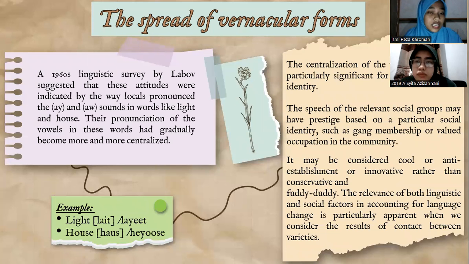And the centralization of the vowel in the line was particularly significant for signaling Islander identity. So the speech of relevant social groups may have prestige based on a particular social identity, such as gang membership or a valued occupation in the community. It may be considered cool or anti-establishment or innovative rather than conservative and valid.